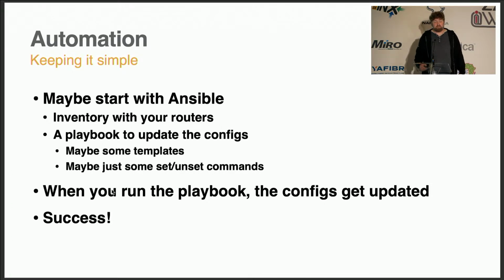So you have a couple of routers. You make a little playbook to apply some templates. You run the playbook. All the routers get updated. So if you change an IP address of your DNS server, you run Ansible, and all your router configurations are updated. So easy, quick success.